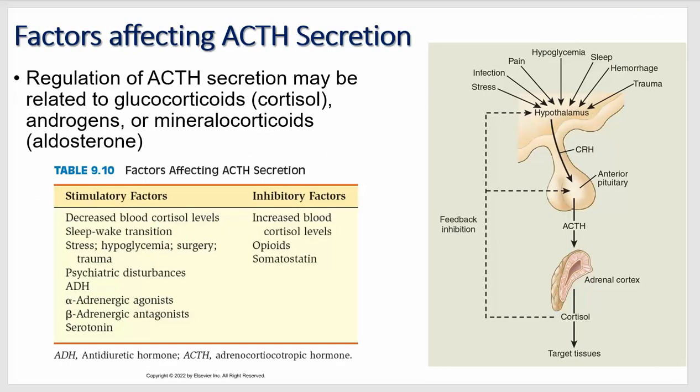so factors affecting ACTH secretion, regulation of ACTH secretion may be related to glucocorticoids, so cortisol. Okay, so cortisol feeds back to the pituitary and to the hypothalamus. But then we have a whole lot of things. So androgens can also have an effect. Mineralocorticoids can have an effect. But if you look at what's going on up here in the hypothalamus, there are a lot of things that are going to stimulate ACTH. So corticotropin-releasing hormone from the hypothalamus, which is going to trigger ACTH production.